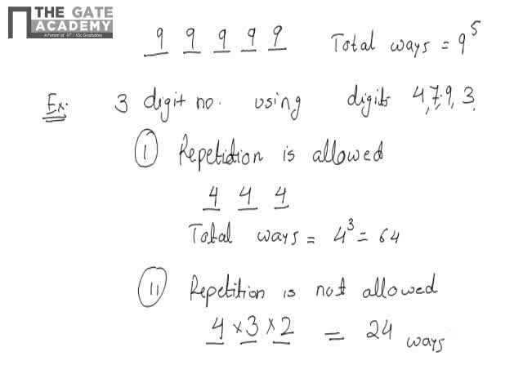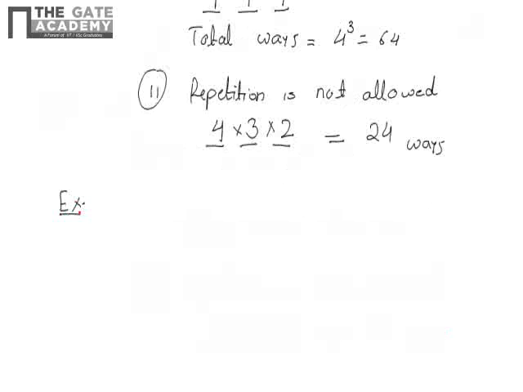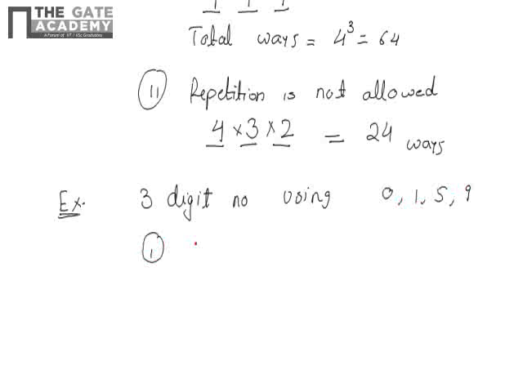Now I think it is getting clear. Now one more example. A 3-digit number using 0, 1, 5, 9. First case, repetition is allowed. Means this can be formed in 4 ways.